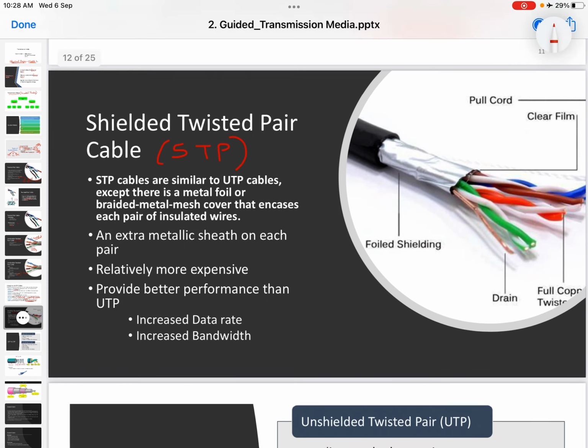But in case of STP, you don't have just the insulation but you also have a foil shielding. That is what? A metal foil. An extra metal sheath on each pair. So on each of the pairs of wires we have an extra metal foil. Relatively, it is more expensive as compared to the UTP wires. It provides better performance than UTP, increased data rate, increased bandwidth.